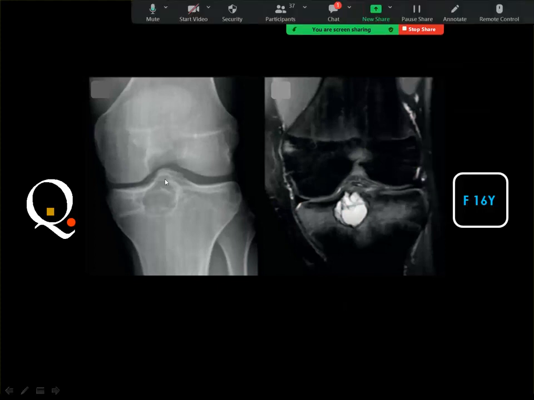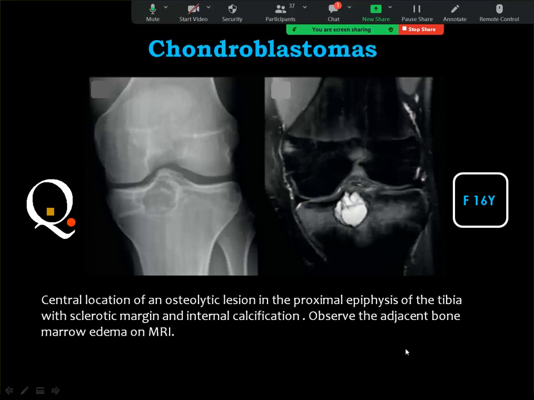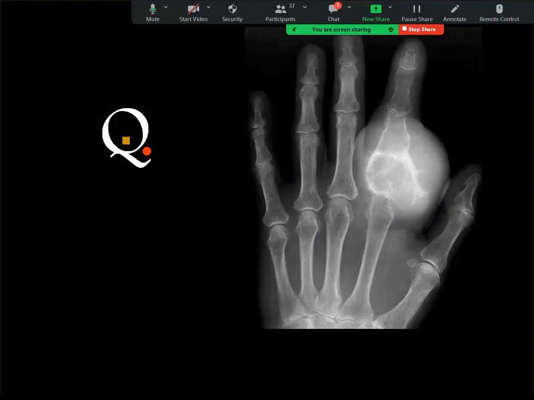This is a very big lesion to be considered as a GCT, but the patient is young, and there is a lesion in the epiphysis, and this lesion is cystic, surrounded by bone marrow edema, all with a sclerotic margin and maybe some foci of internal calcification, and all these criteria are supportive for the diagnosis of chondroblastoma, which is the only epiphyseal lesion.